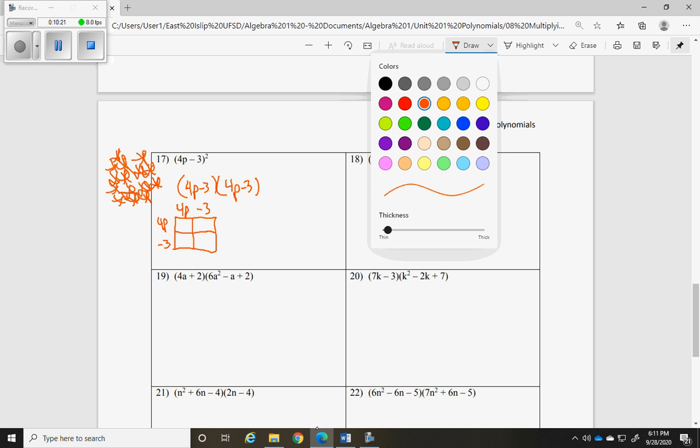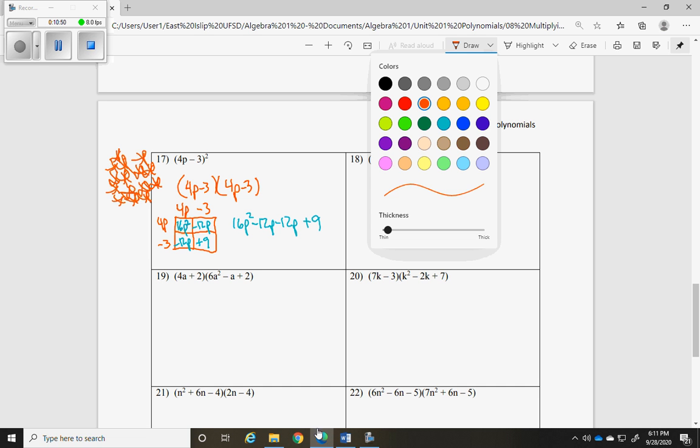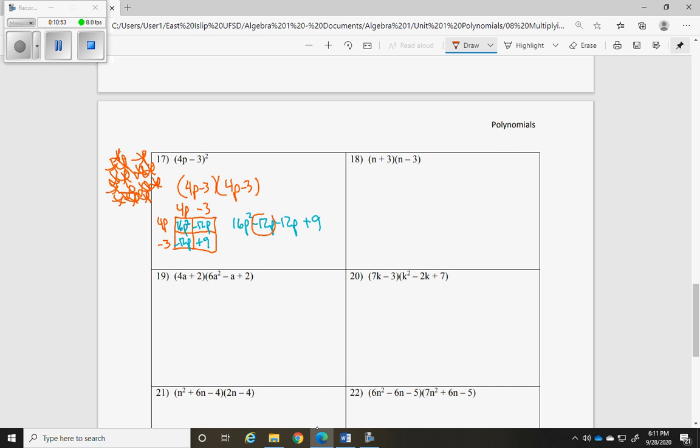I'm just going to go change my color. 4p times 4p is 16p squared. And then 4p times negative 3 is negative 12p. And then negative 3 times 4p is negative 12p. And then negative 3 times negative 3 is a positive 9. I have 16p squared minus 12p plus 9. There are some like terms that need to be combined. This negative 12p and this negative 12p. Final answer is 16p squared minus 24p plus 9.